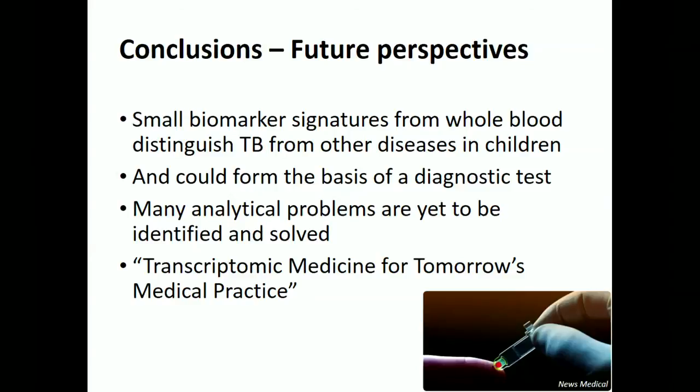So I want to conclude by saying that we have small biomarker signatures from whole blood that distinguish TB from other diseases in children, and we really hope they will form the basis of a diagnostic test in the future. There are many analytical problems yet to be identified and then solved, but we really feel that this transcriptomic medicine research field can change tomorrow's medical practice, particularly in areas where it's most needed.